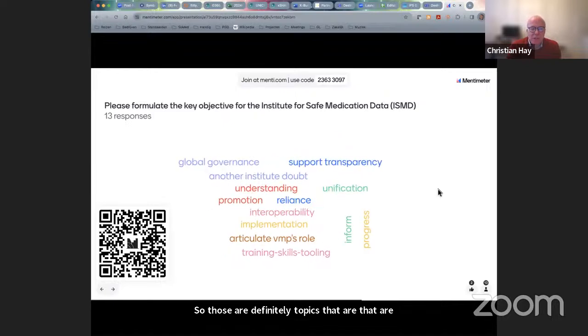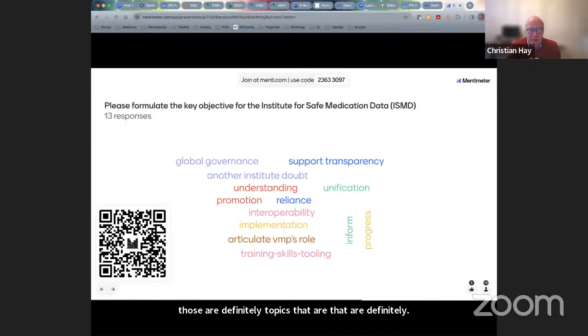I would just ask the person who wrote "Another Institute's Doubts": we are not keen to have another institute, I must say. We just gave a name to that because it's easier to speak about something which has a name. But if that person could not be shy and write in the Q&A the name of an existing institute which could do that job.